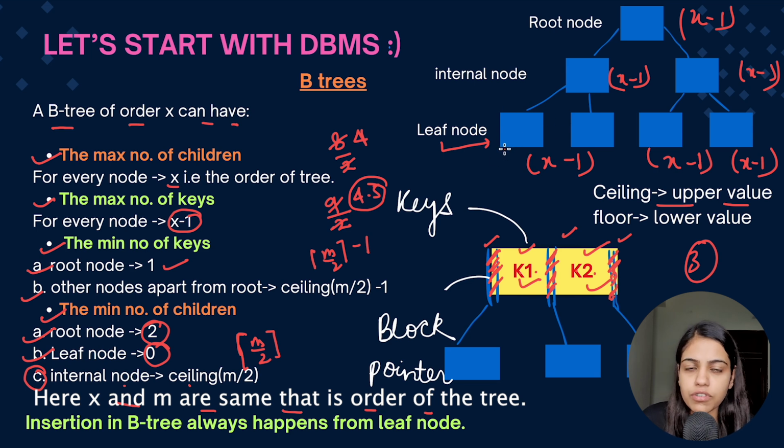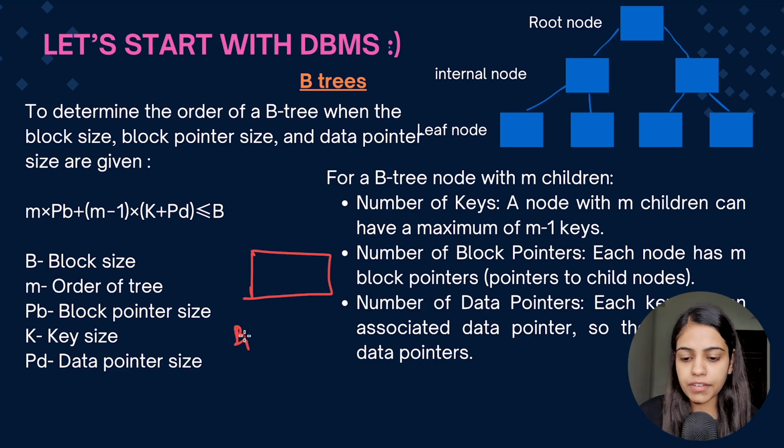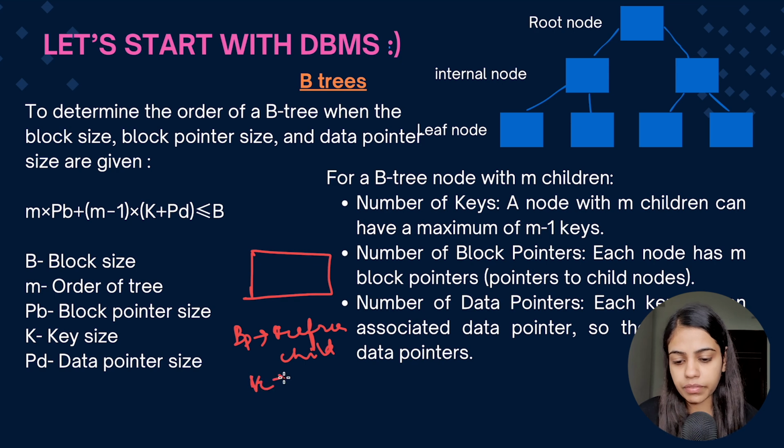If it overflows, then we push the value to the internal nodes or the root node, but the value insertion starts from the leaf node itself. So let's take a node of a B tree. Now in this particular node, we will have a block pointer which contains the reference to the child node. Then we have a key, and then we have a data pointer which contains the reference for the record in the disk.